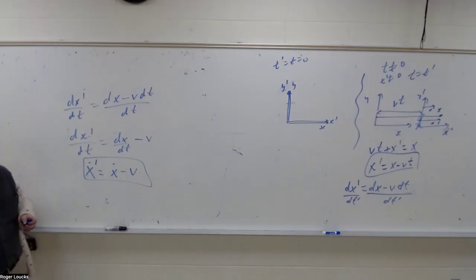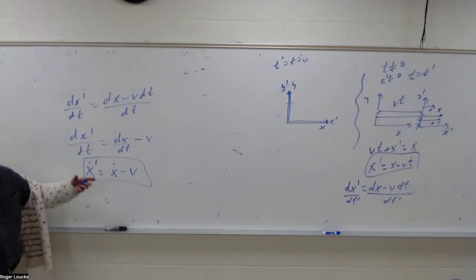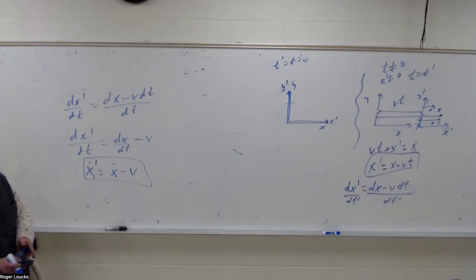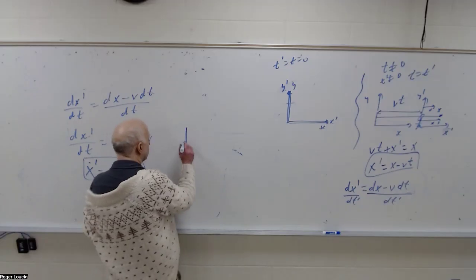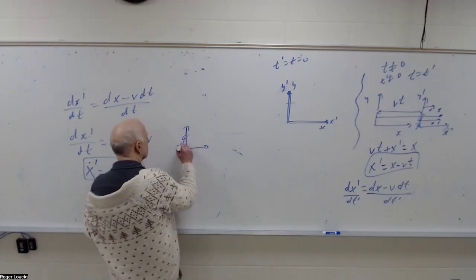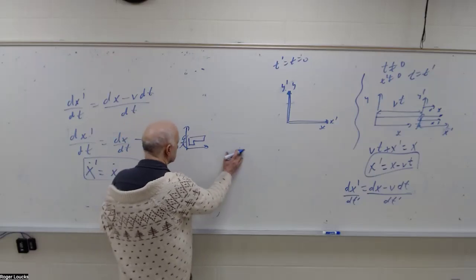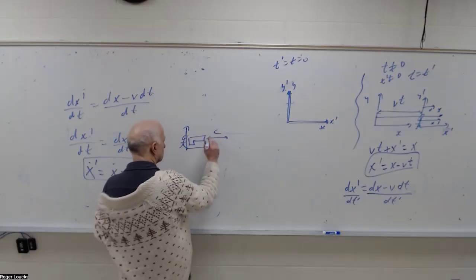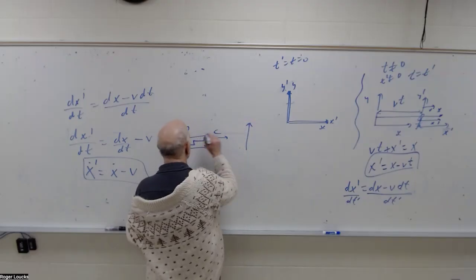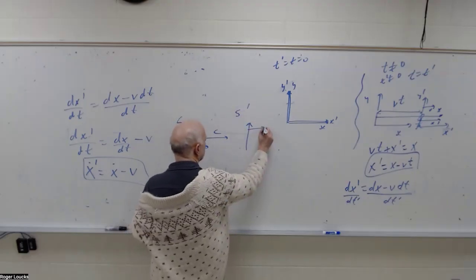Now, where does it fall apart? When v starts getting close to the speed of light, this completely breaks apart. And what's a classic case of this? You have this. And if I'm here, if I have a laser like this, this is S prime, this is v.